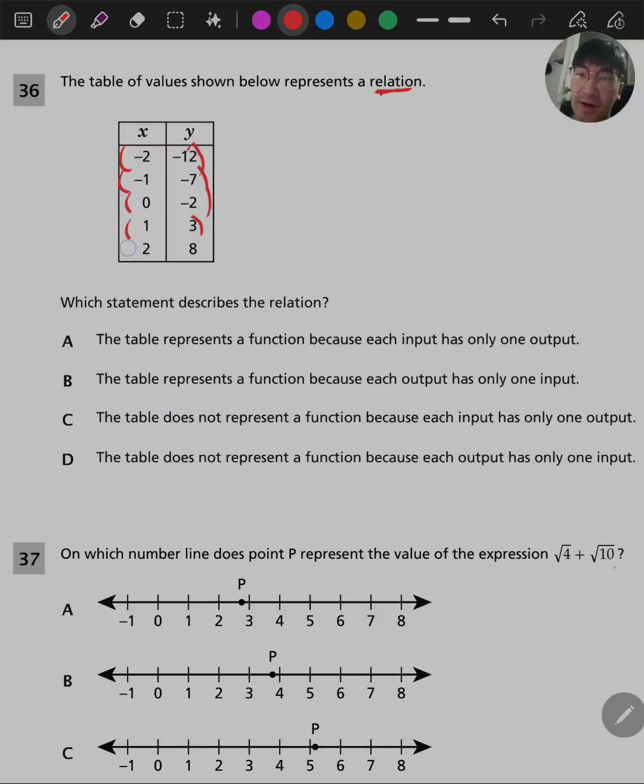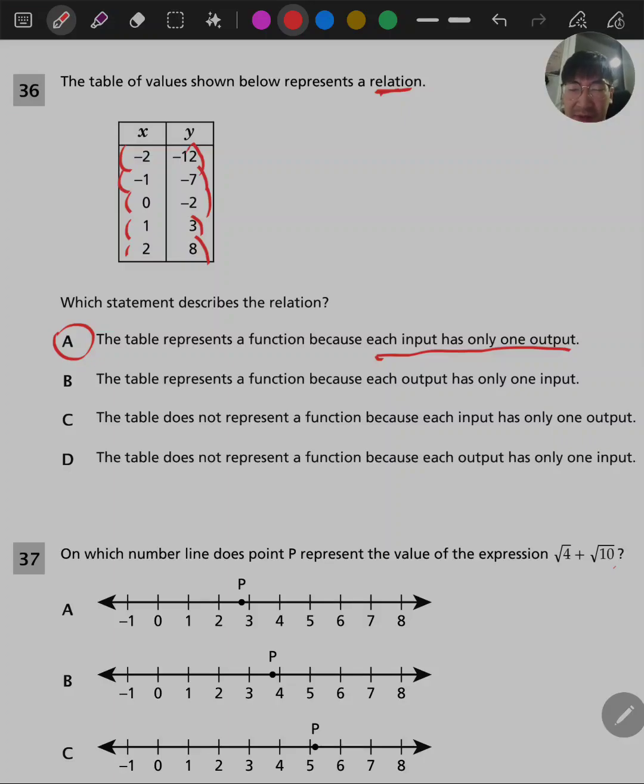The table represents a function because, so this statement is saying that it's a function because, and this better be the definition of a function. Is it true? Each input has only one output. The way I view it is much better: every input has exactly one output. So this is acceptable too. This is good. So it looks like it's this, but let's check the other choices.